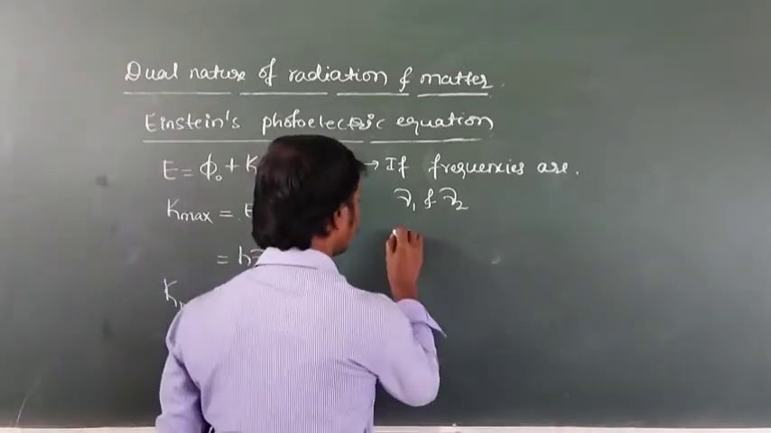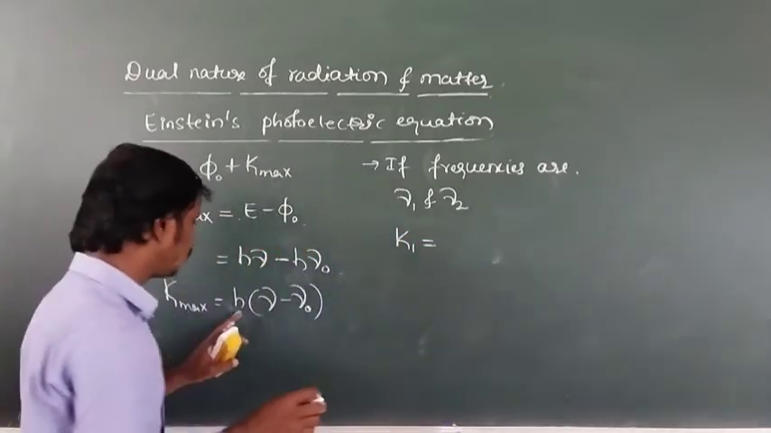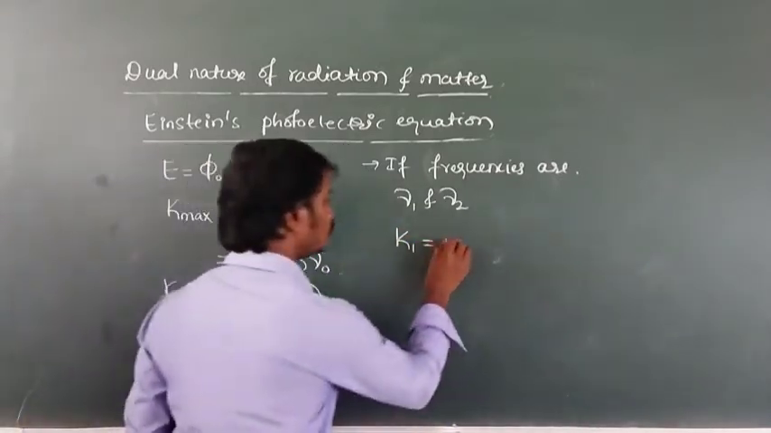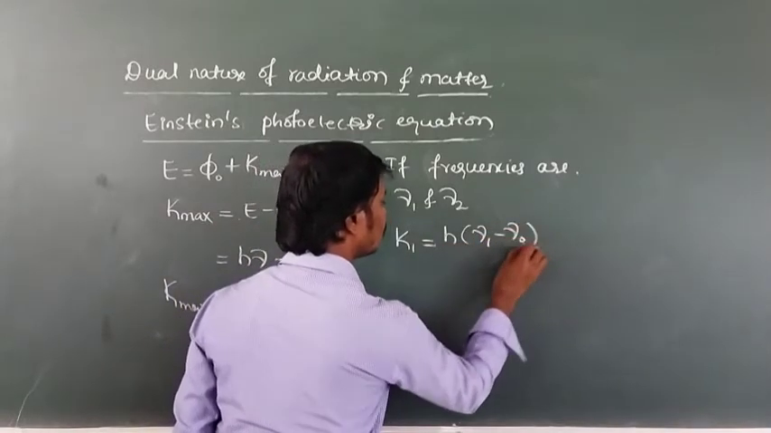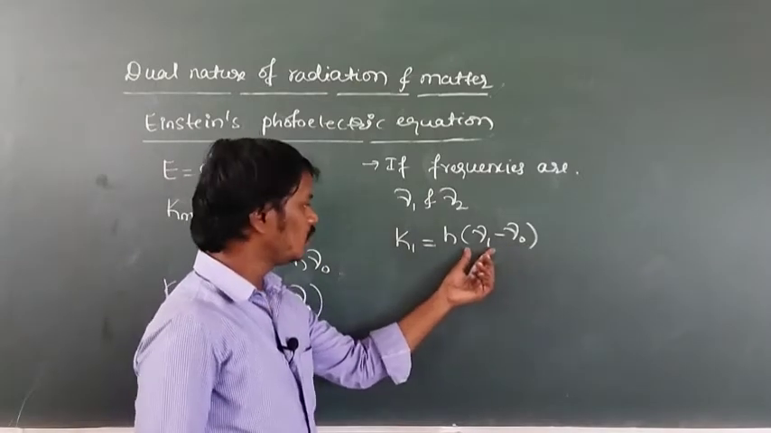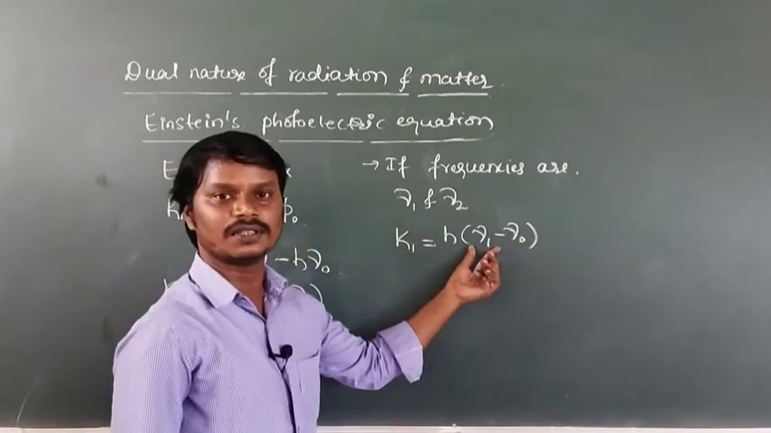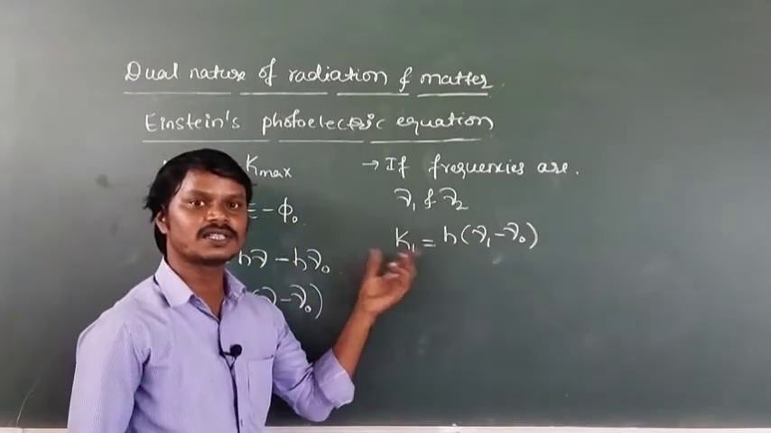Ratio of kinetic energies, that is K1. K1 is equal to h into nu1 minus nu naught. Threshold frequency is same, but the first incident frequency is nu1. For the first incident frequency, the kinetic energy of the ejected electron is K1.